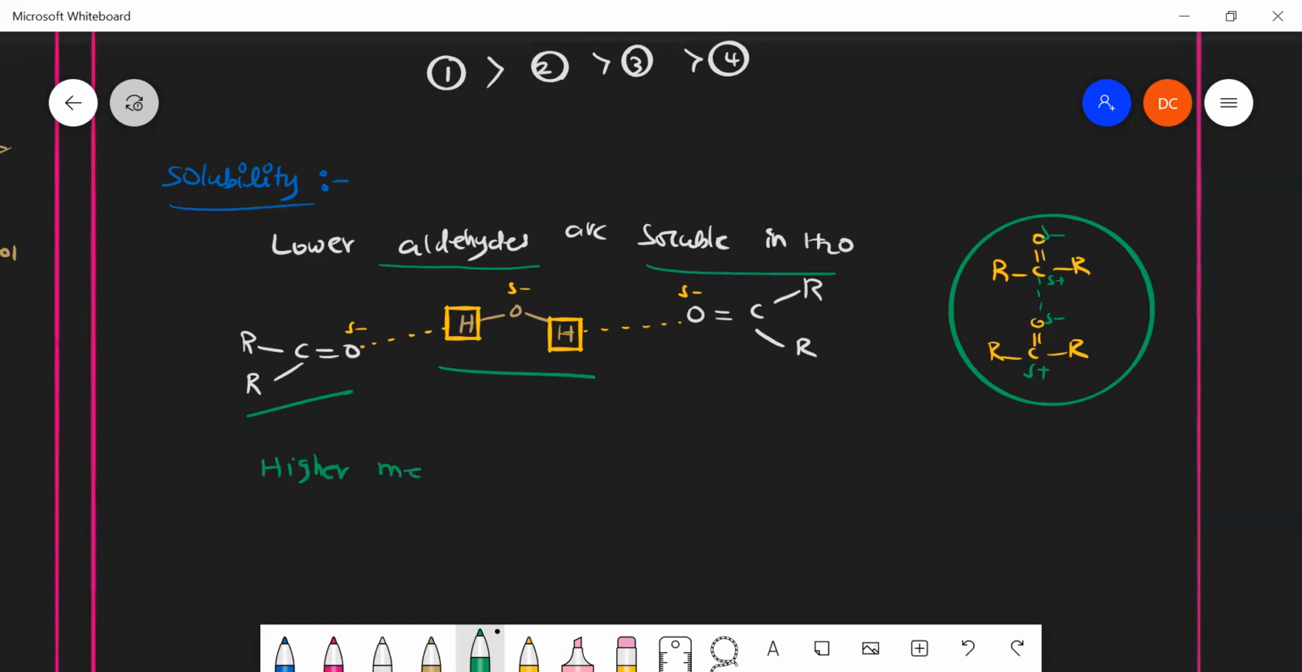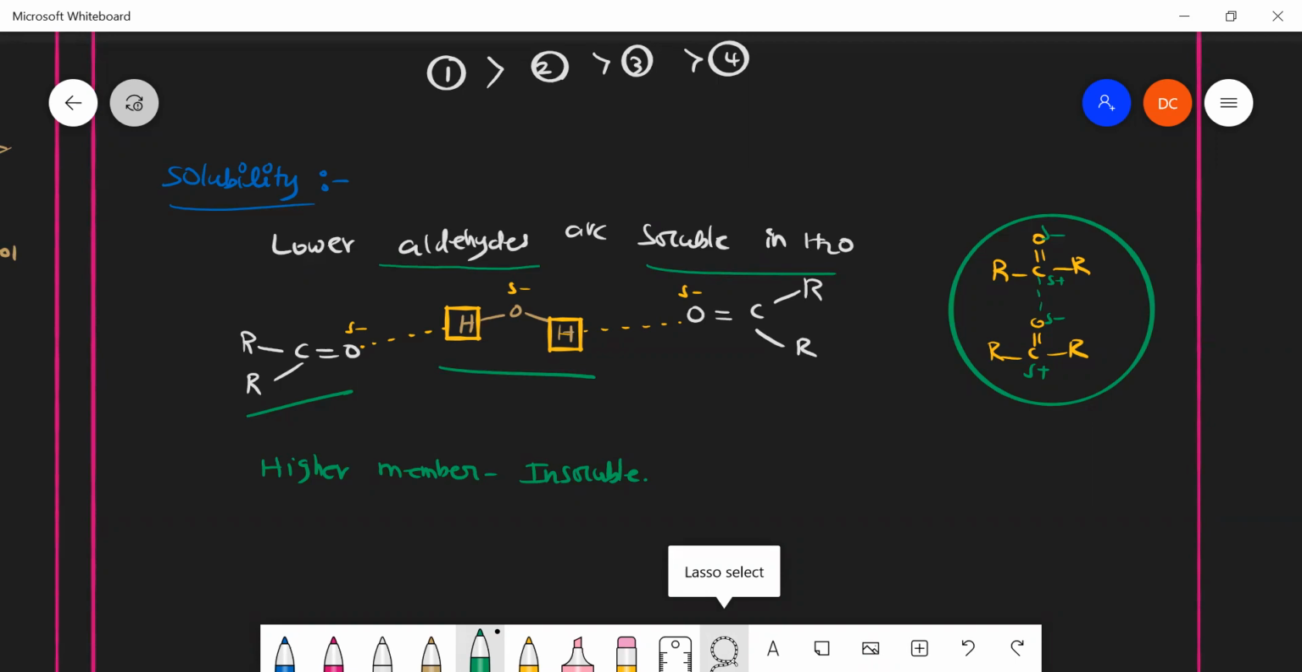Higher members insoluble. Are you able to understand this concept? This is very important because the boiling point is entirely different from solubility. For solubility we used water, so there will be a chance of forming hydrogen bonding between water and ketone. But in the case of boiling point, we are not going to use any water. That's only between the two ketones.